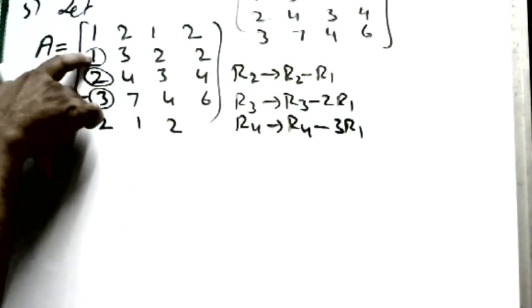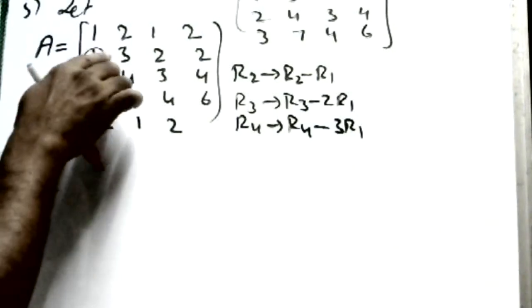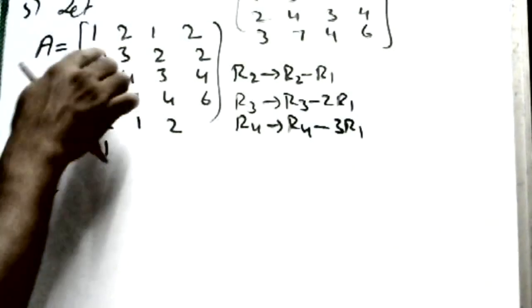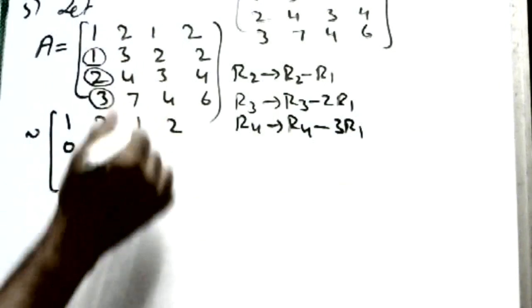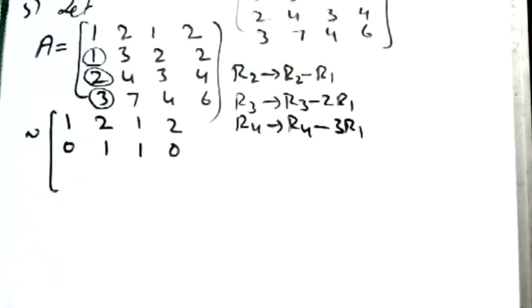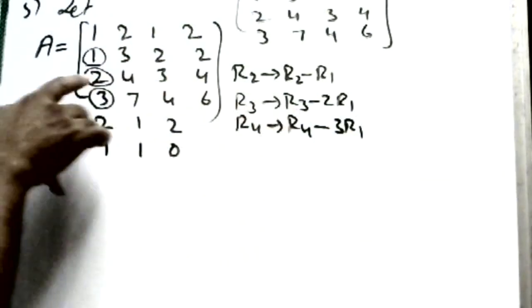Now, what is this here? R2 minus R1 is easy. R2 minus R1: 1 minus 1, 0. 3 minus 2, 1. 2 minus 1, 1. 2 minus 2, 0.